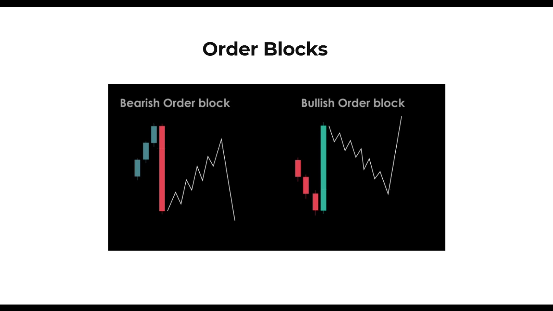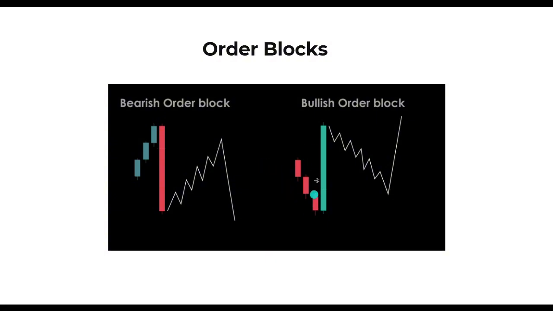Now, what is a breaker block? Before we learn about breaker blocks, we need to first of all understand what order blocks are. If you look at this illustration here, we have examples of order blocks. This is what an order block looks like. This is a bearish order block and this is a bullish order block. The bearish order blocks are represented by the bullish candles on the chart, while the bullish order blocks are represented by the bearish candles on the chart.